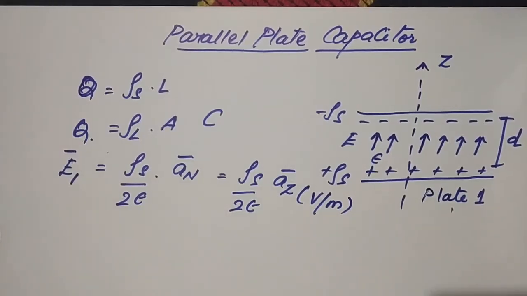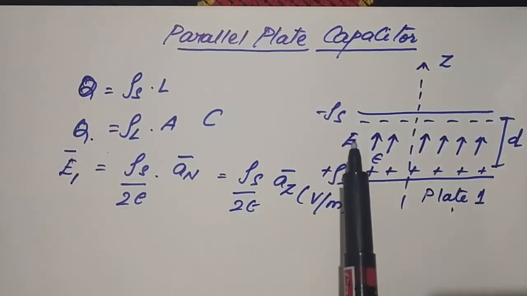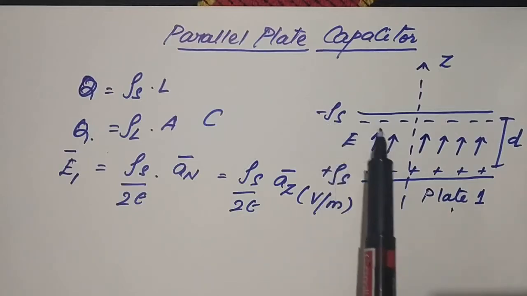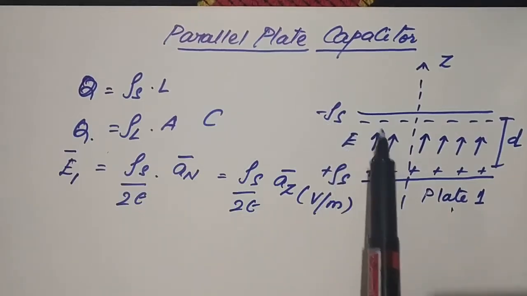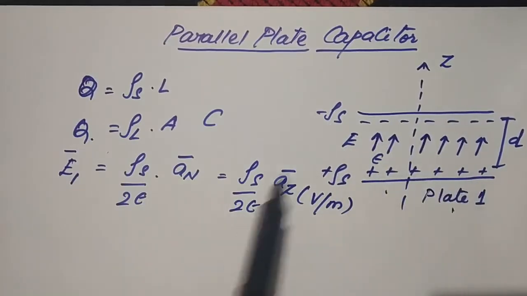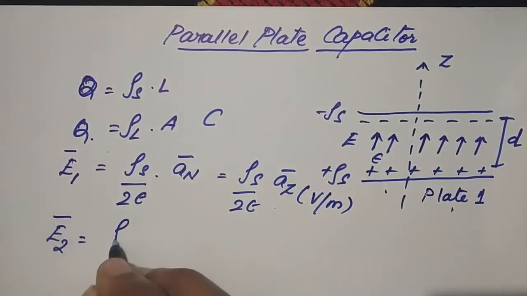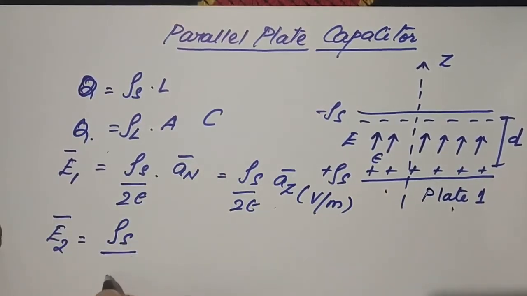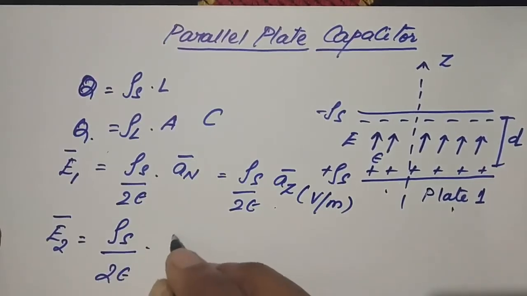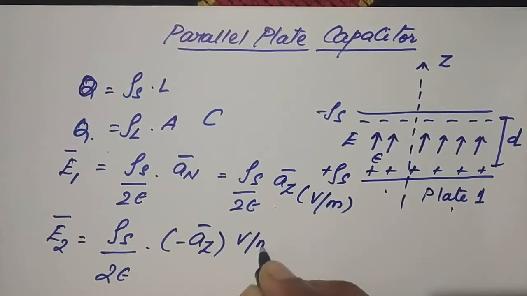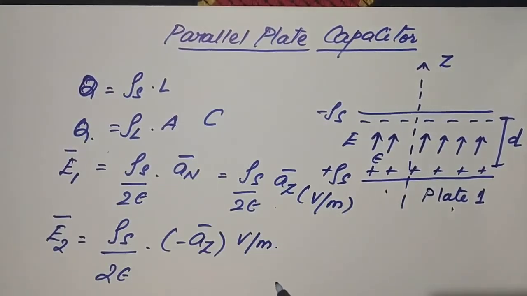What about my E2? For E2, the charge density is negative, so the electric field intensity will be in the downward direction. So the direction of az will also be negative. I can write E2 is equal to rho s divided by 2 epsilon into minus az, volt per meter. Since it is in the downward direction, I am taking it as minus az.